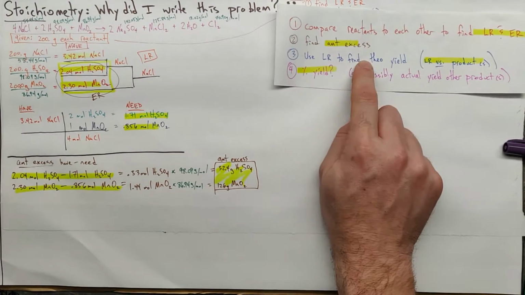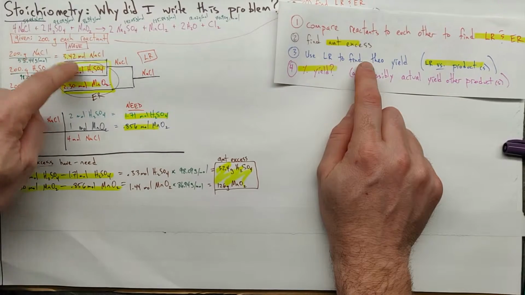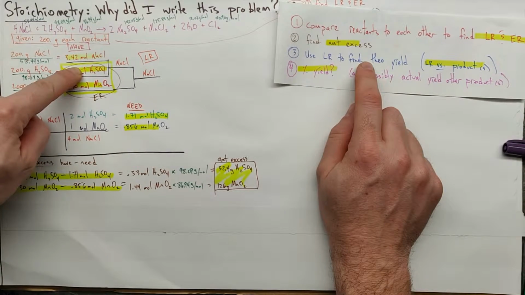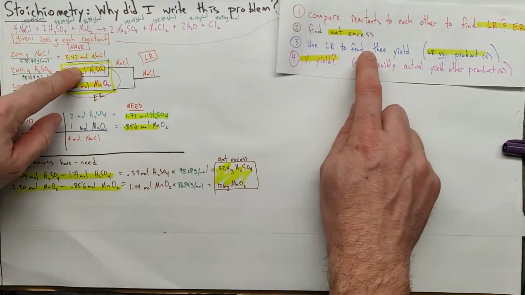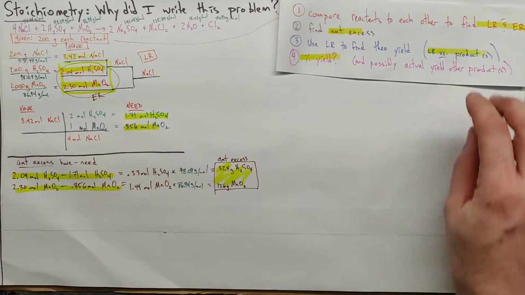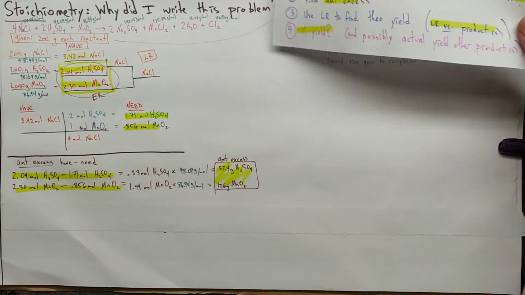We need to get a theoretical yield using our limiting reactant. That's our NaCl. I don't really see a bad place to put it, so we'll just try and sneak that in right here where the tape is. Long story.